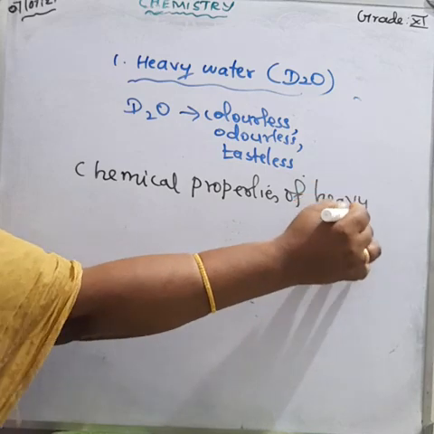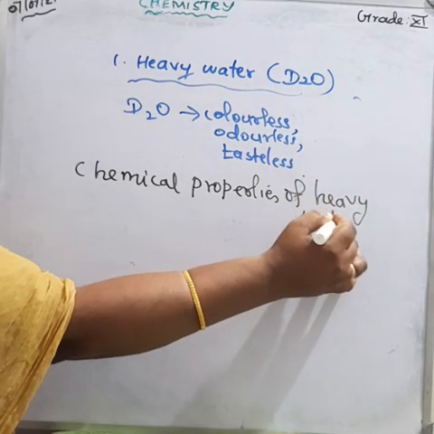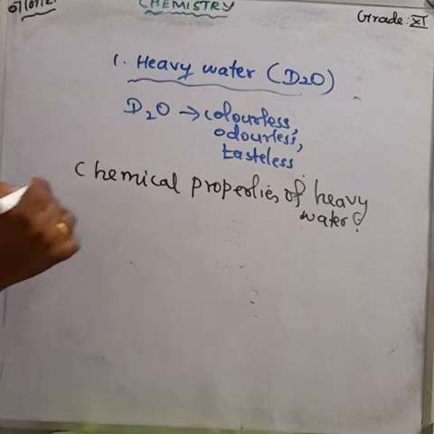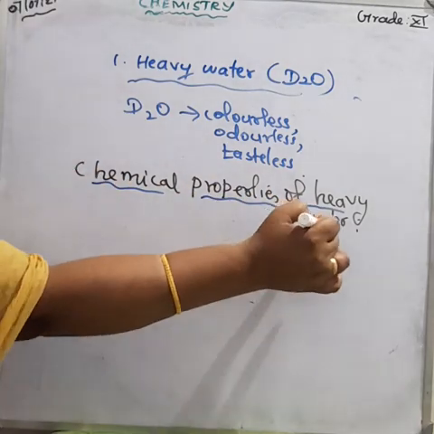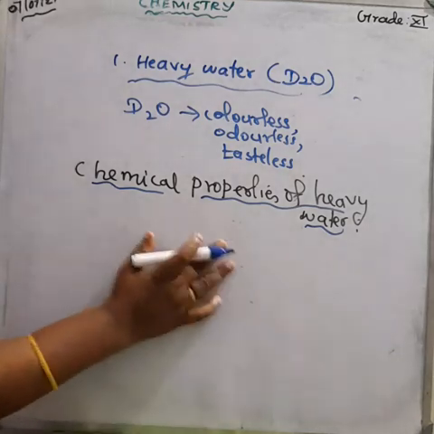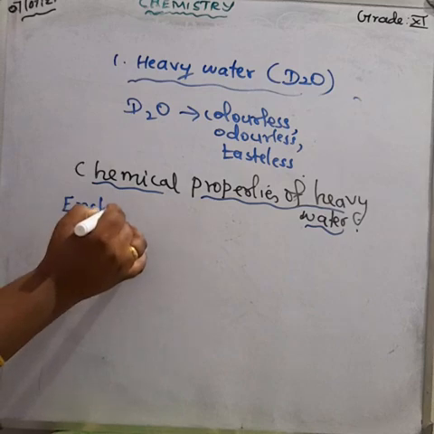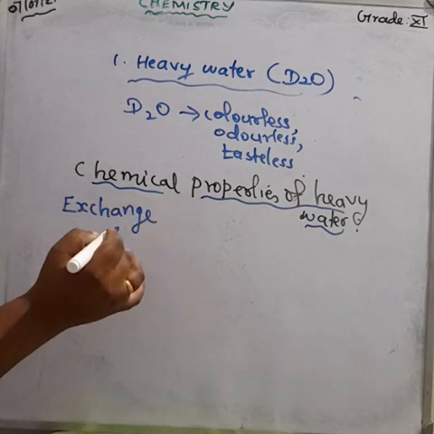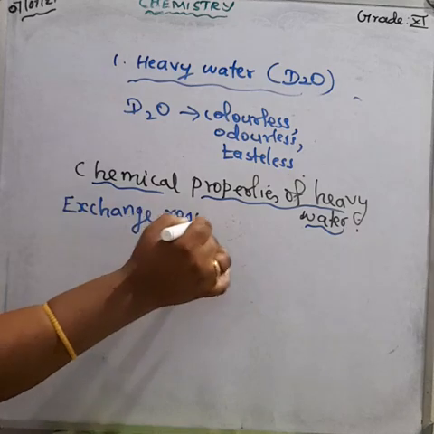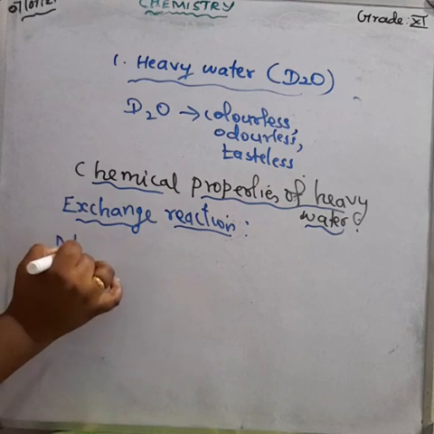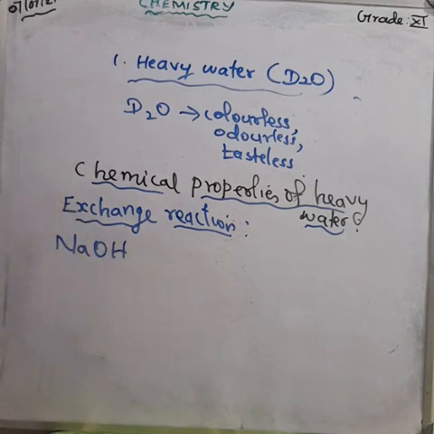When a compound containing hydrogen is treated with D2O, heavy water, the hydrogen undergoes an exchange for deuterium. For example, take one compound containing hydrogen: sodium hydroxide.